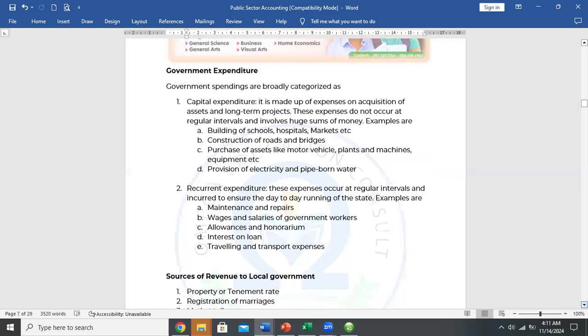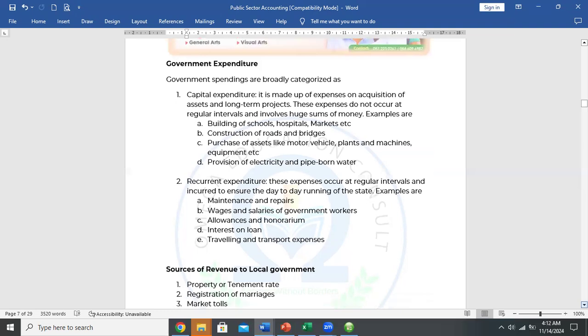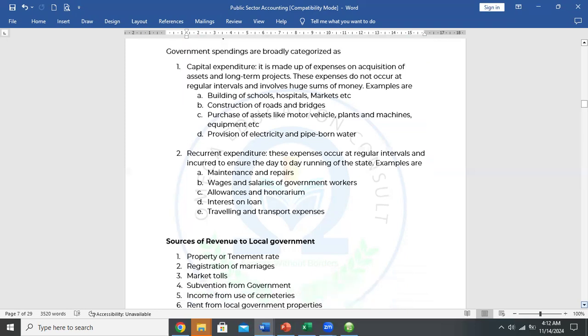Okay, now let's focus on government expenses and government revenue. As we've seen the revenue, now the expenses. Some of the expenses of the government include building of roads, hospitals, markets. These things are easier for us to know, so let's not waste time on that, right? But one thing I want you to appreciate is that some of the expenditure are of capital nature and others are recurring or recurrent expenditure.